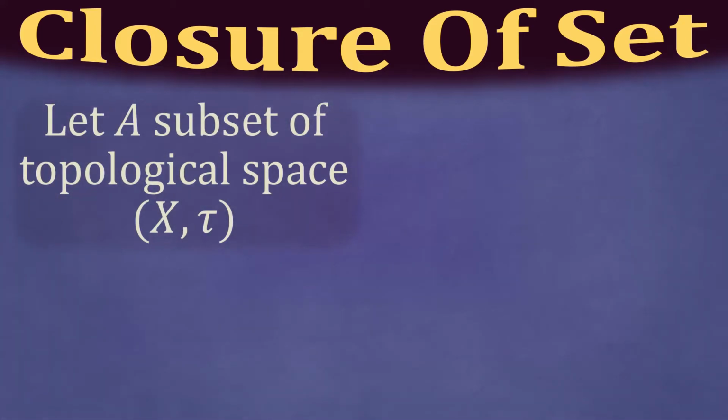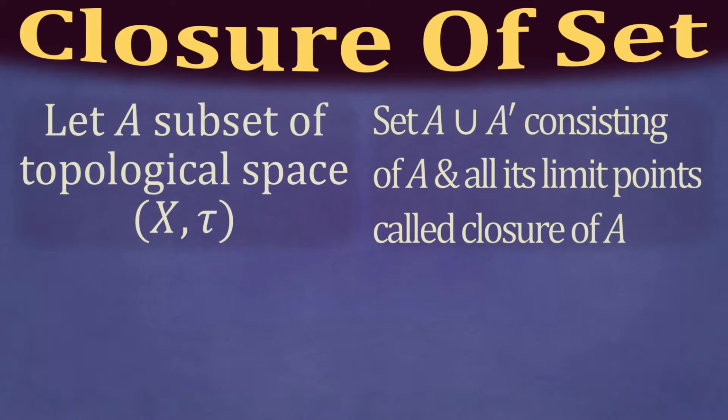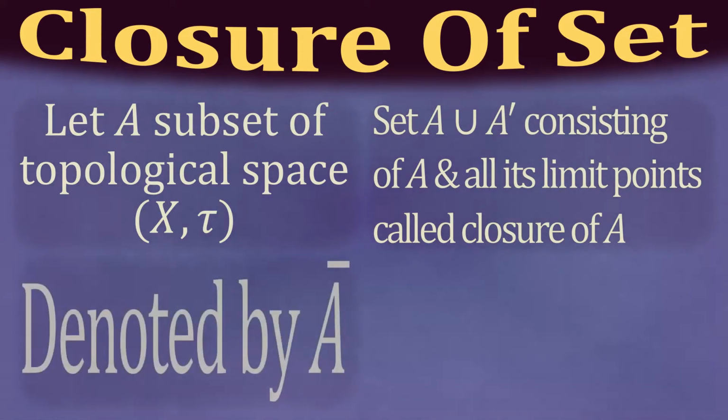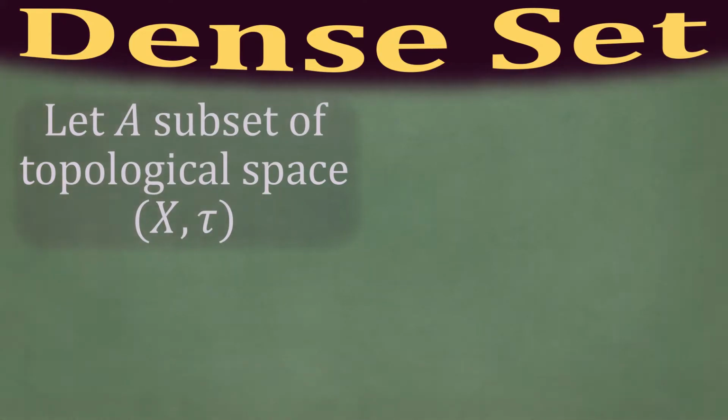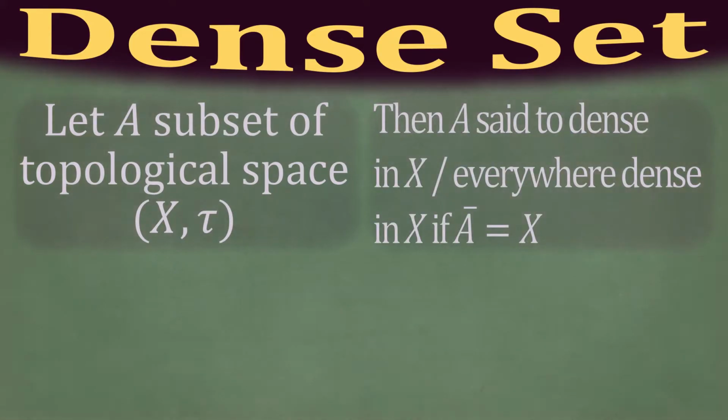Now, let's define the closure of a set. Let A be a subset of a topological space (X, T). Then A union A', consisting of A and all its limit points, is called the closure of A and is denoted by A bar. Now, let's define a dense set. Let A be a subset of a topological space (X, T). Then A is said to be dense in X, or everywhere dense in X, if A bar equals X.